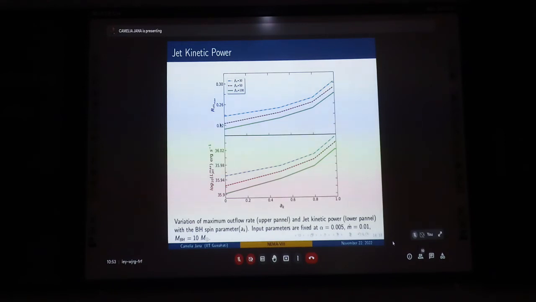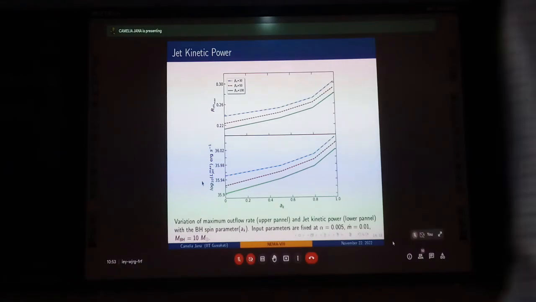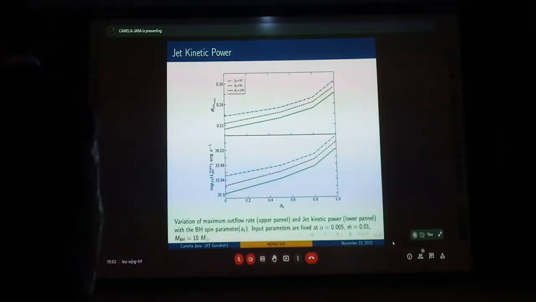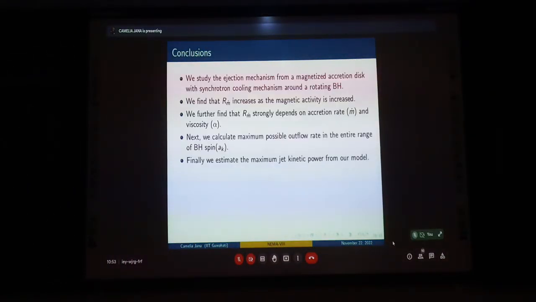Next, we have plotted the corresponding maximum jet power we can get, and the order which we get is in very good agreement with the observation. So that's all. So finally, I will conclude my talk.